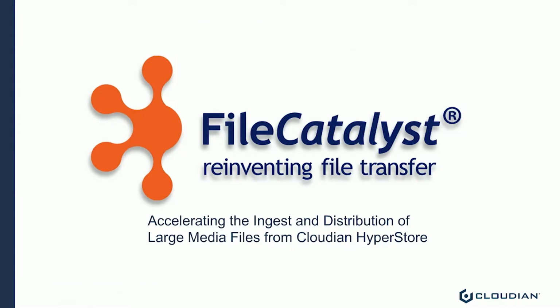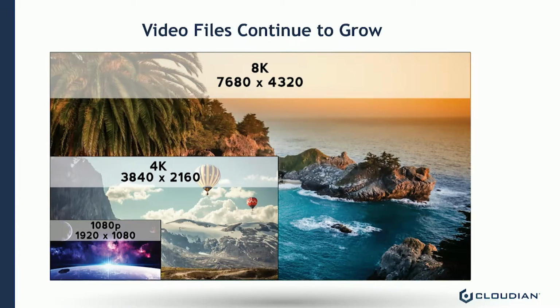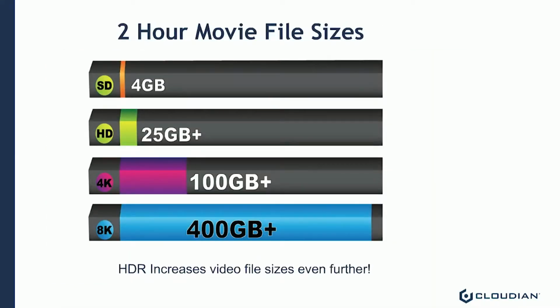So back in the early 2000s, there was a move from SD to 4K, and as file size has increased, you need a reliable way to store them as well as transfer them. Traditional tools like FTP that are susceptible to packet loss and latency just don't work. So if you look at an example here, a 2-hour movie that was 4 gigs in SD format can be up to over 400 gigs in 8K. And as we move to HDR, these sizes get even larger and larger.